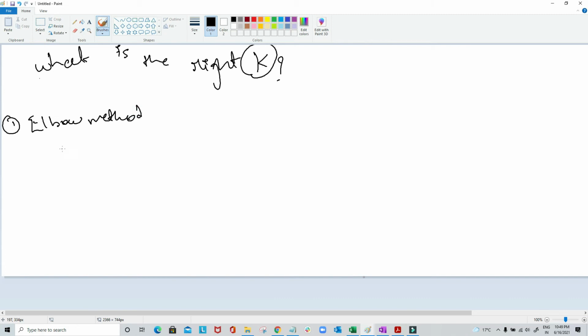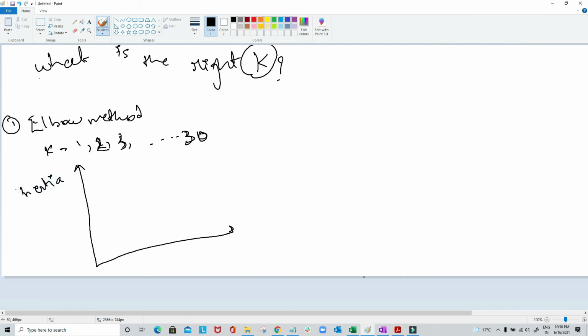What the elbow method says is, we will do an iterative process for different values of k. So for k equals 1, 2, 3, so on, say let's say 30. So for each k, for different values of clusters, we will identify something called inertia. I'll explain what inertia is, and plot against the number of clusters, say 1, 2, 3, 4, so on till 30. Usually the plot of the elbow method is like this. So this is called an inflection point.